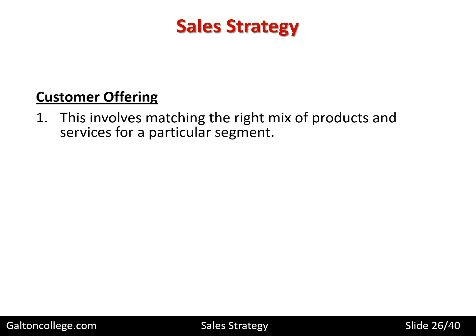Now, customer offering. Well, this involves matching the right mix of products and services for a particular segment. It's pointless trying to sell a product, let's say a very high valued, very expensive product, to a predominantly working class area. The people within that area may simply not be able to afford the product. Likewise, some items sold in some areas will not be sold in other areas because they'll be seen as perhaps products that are not of a suitable standard.